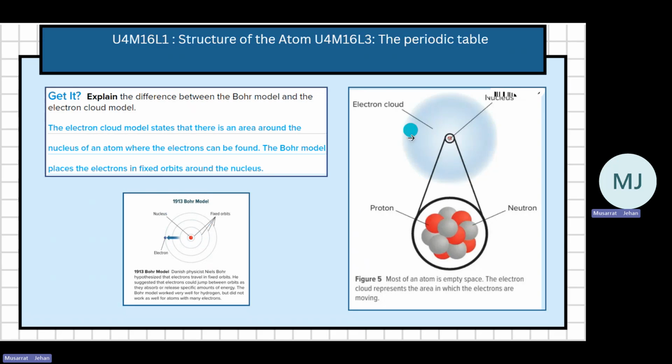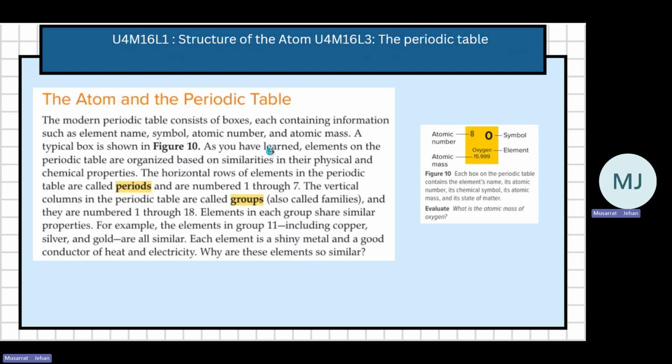The electron cloud model says that the electrons are moving in an area, and we cannot tell at what time where it is moving. So the electron cloud model states that there is an area around the nucleus of an atom where the electrons can be found. Bohr says that there are fixed orbits around the nucleus. That's the main difference.